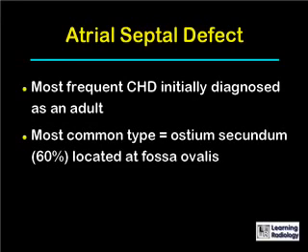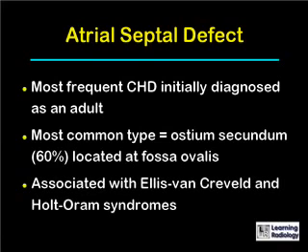The most common type of atrial septal defect is an ostium secundum variety, located at the fossa ovalis. Atrial septal defects can be associated with Ellis-Van Creveld syndrome and Holt-Oram syndrome.